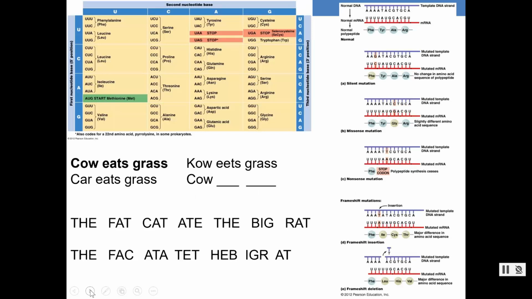Let's look at what happens if you have either an insertion or a deletion. So let's start with my sentence here. I've got a series of three-letter words that make up a sentence. I have "the fat cat ate the big rat." That makes sense. No problem. You can read it. What happens if I delete the T?